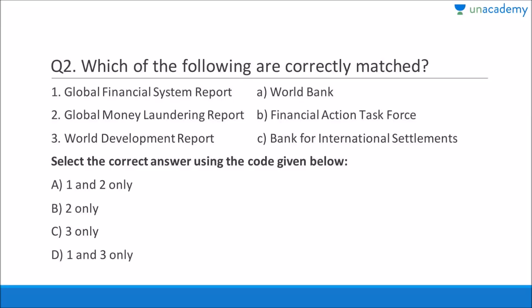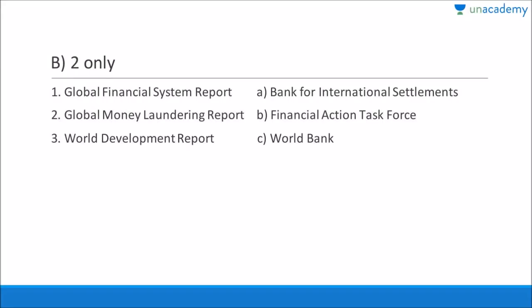Question number 2, which of the following are correctly matched? Global Financial System Report, World Bank. So this is wrong. It is Bank for International Settlements. Global Money Laundering Report by FATF, that is correct. World Development Report by World Bank, so that is wrong. So answer here is B, that is 2 only. So they have basically reversed first and third, but please remember this, this is very important.